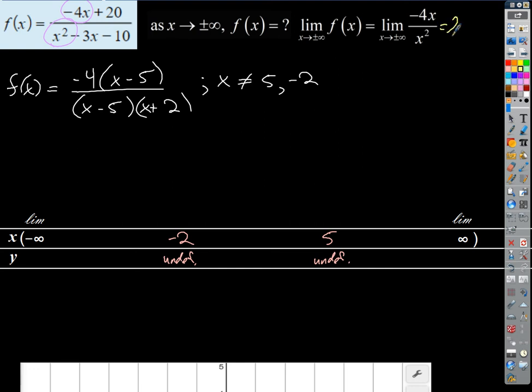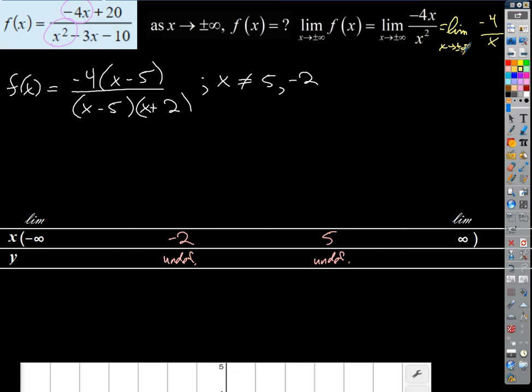Okay, so that's going to become the limit of negative 4 over x. Now let's think about the behavior of that. If I've got a fraction that's got a negative 4 on top, and the bottom is an x, and x is approaching positive or negative infinity.